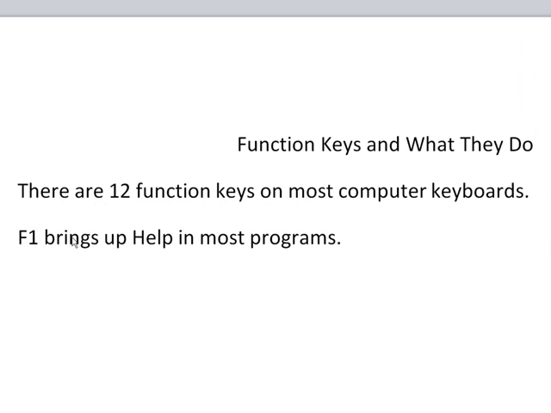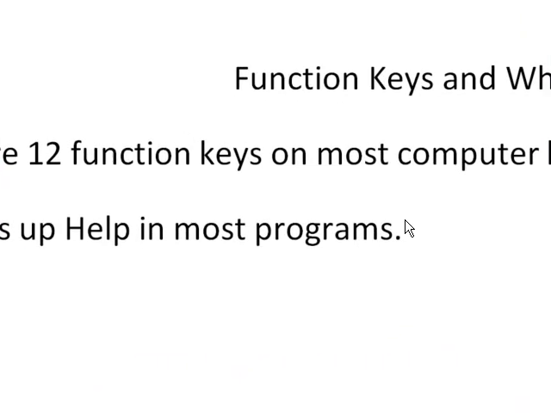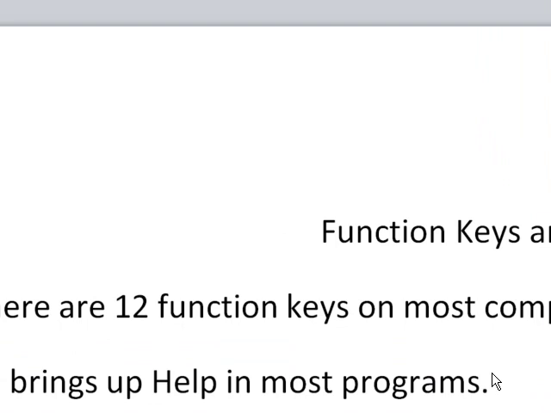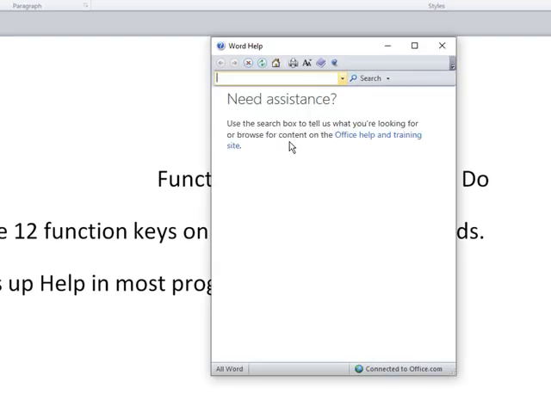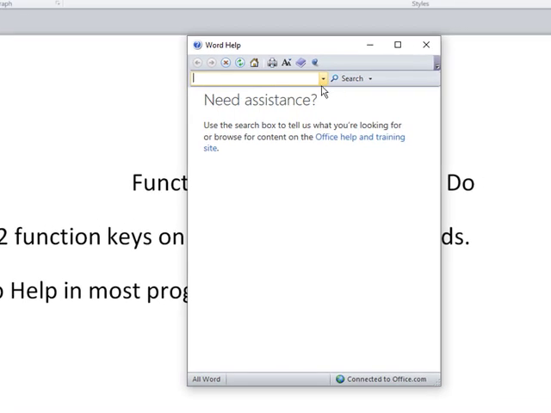F1 brings up help in most programs. I'm now in Microsoft Word, where I am filling out this document as I go through the function keys. And if I now type F1 while I'm in Microsoft Word, the Word help comes up. And I can type something about Word help in here and click search, and it will give me an answer like function keys.